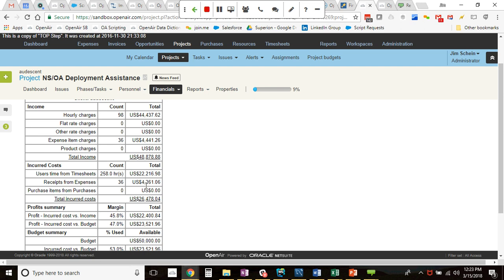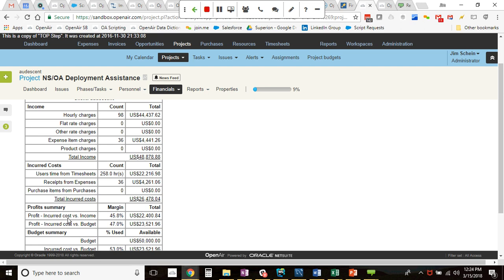Now, why are these values different monetarily? Because in this particular case, this project has used a slight markup on its expenses, which is an option in OpenAir, if you're not aware, that you can use to say, for every expense that I incur on this project, I'm going to bill it back to the client with a 5% markup. And that is something you can do within the billing rules in OpenAir.